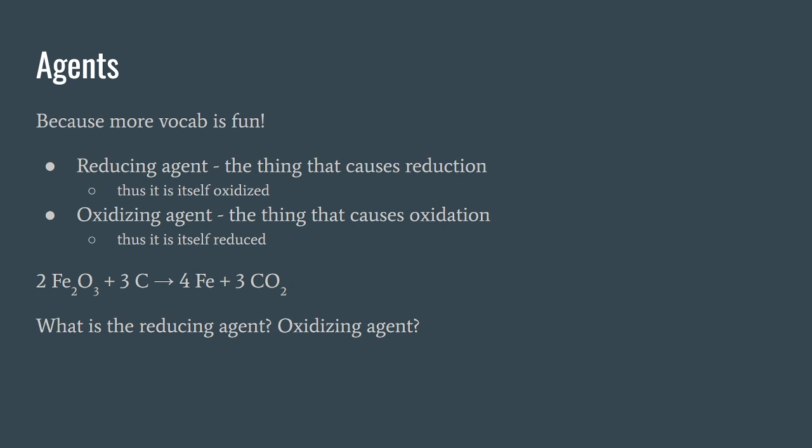Now, more vocab, because why not more vocab? We also talk about agents. An agent is something that does something, something that acts. So a reducing agent is a thing that causes reduction. An oxidizing agent is a thing that causes oxidation. Because oxidation and reduction never happen independently, a reducing agent is the thing being oxidized, and the oxidizing agent is the thing being reduced. Isn't that fun? They never happen independently. They always happen together.